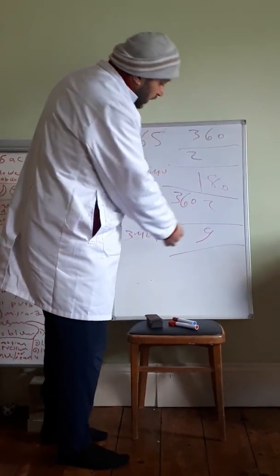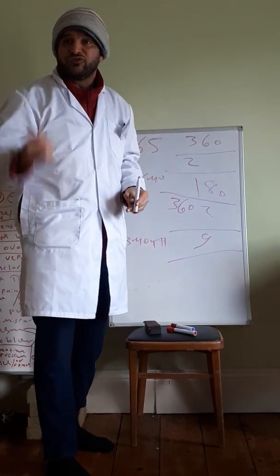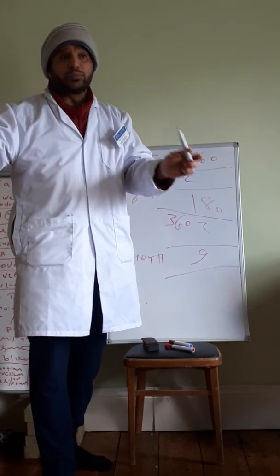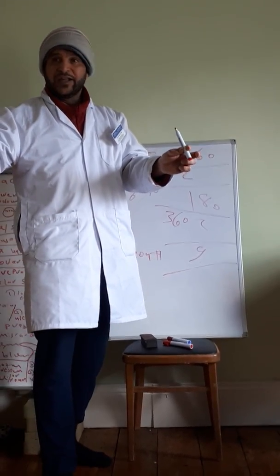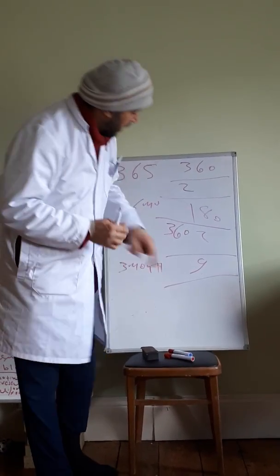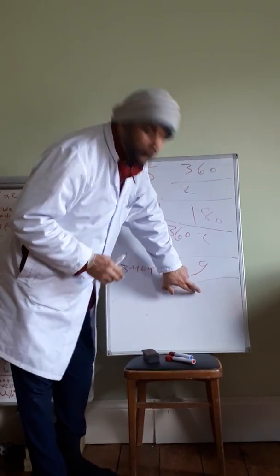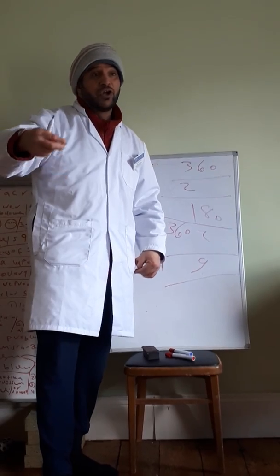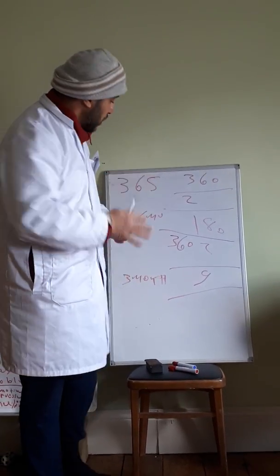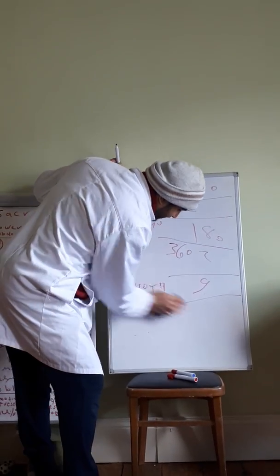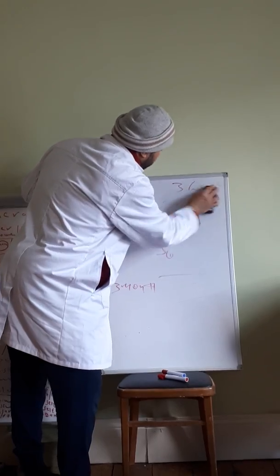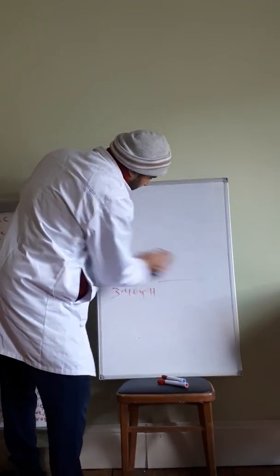Now, if we divide the 90 by 2, we have 45. If we divide 45, we will have a fraction. After 45, we don't divide. What we do now is, I give you this basic, simple example.